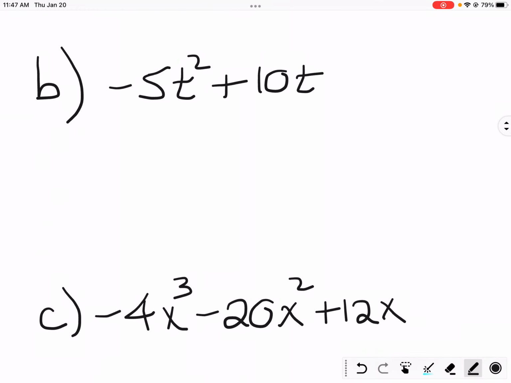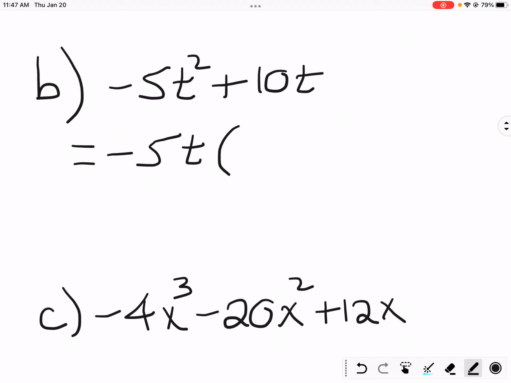In the next one, we have negative 5t squared and 10t. Looking at the negative 5 and the 10 first, I'm going to factor out negative 5. If there's a negative in front, good idea to take out the negative. Also, we have t squared and t, so I can take a t out of both of those. Once I decide on the common factor, then I will divide both terms by that. This is very similar to the first example.